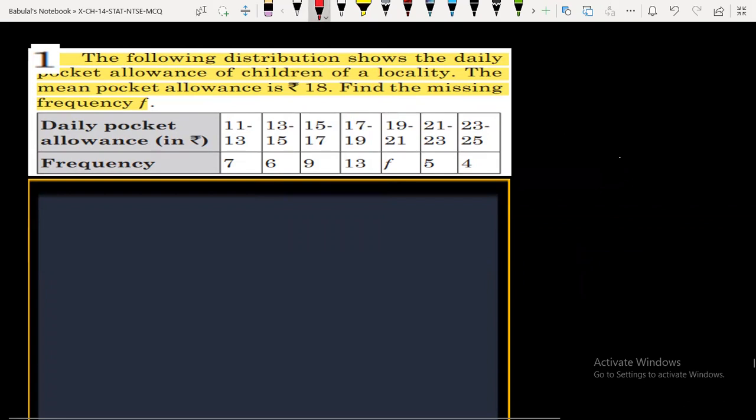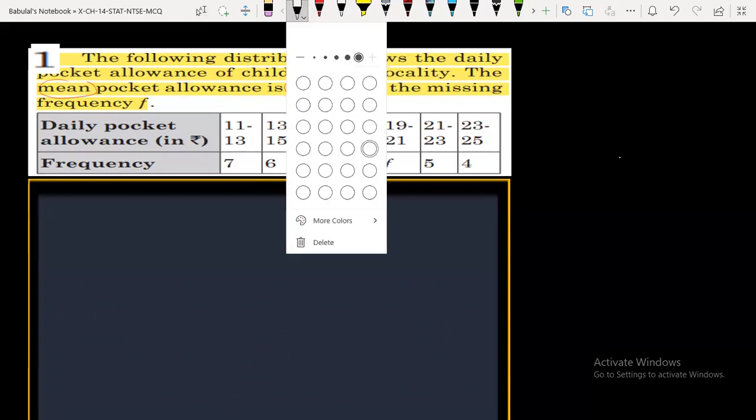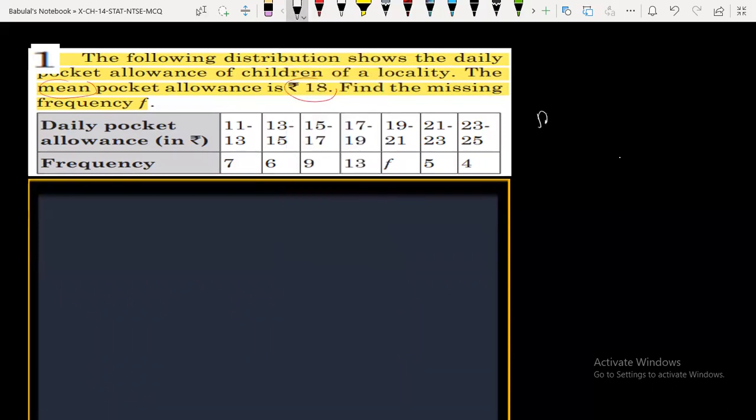It is given in this question that the following distribution shows the daily pocket allowance of children of a locality. The mean pocket allowance is rupees 18. Find the missing frequency. Students, it is already given that the mean is 18, and here we have to find the missing frequency, that is f. So let us start.